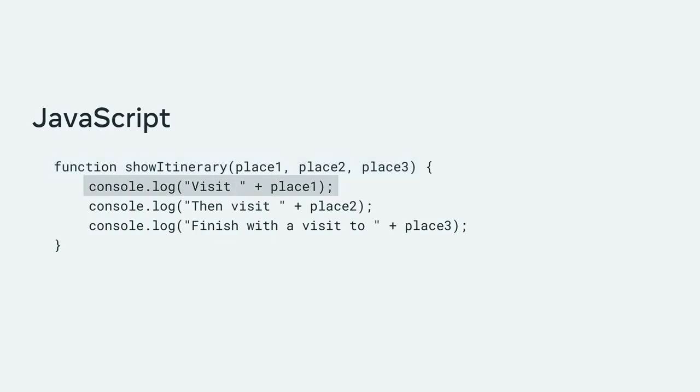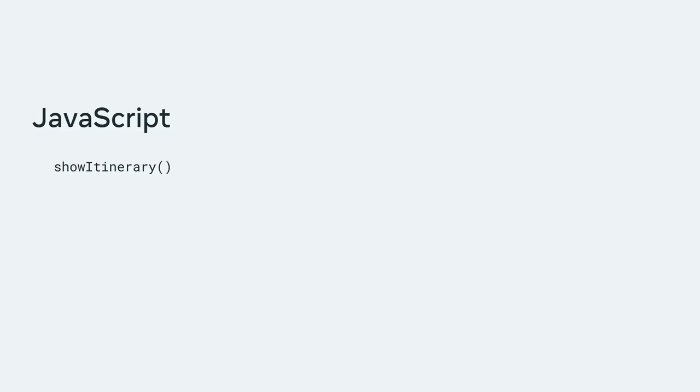Now I console log the 3 places to visit by typing console.log and then the string "Visit", and the first argument place1. Next, I console log the other 2 arguments by first using the strings "then visit" and the argument place2. And then the string "finish with a visit to", and the third argument, place3. Then, when I run the function showItinerary, it should run through all 3 places.